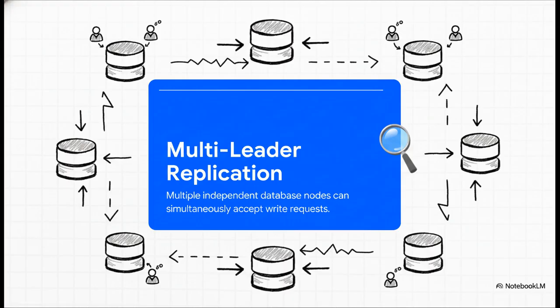In this setup, every single leader node actually doubles as a follower to all the other leaders. So, when one leader receives a write from a user, it processes it locally first, and then it immediately streams that data change over to the other leaders to keep the whole global system synced up.